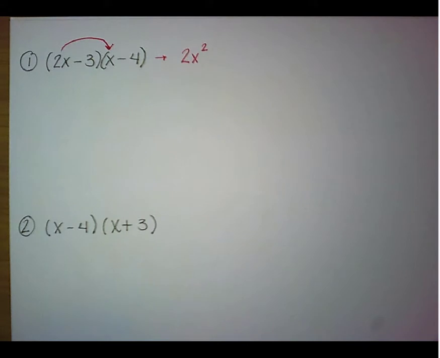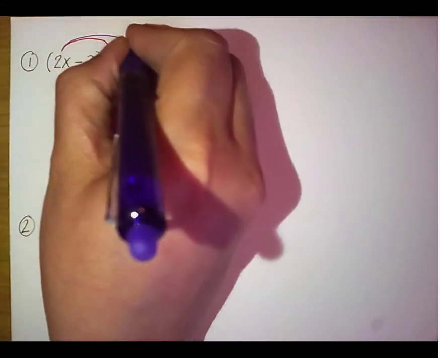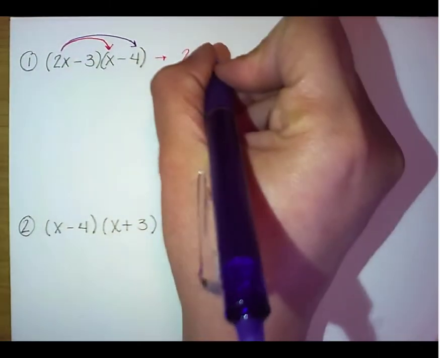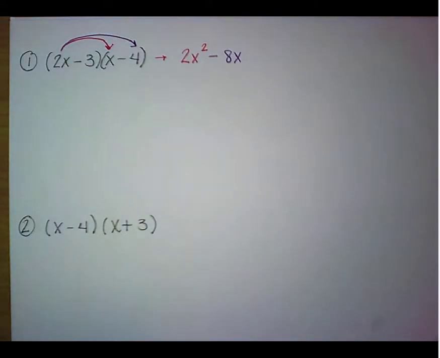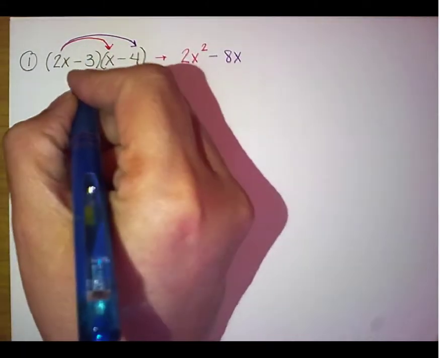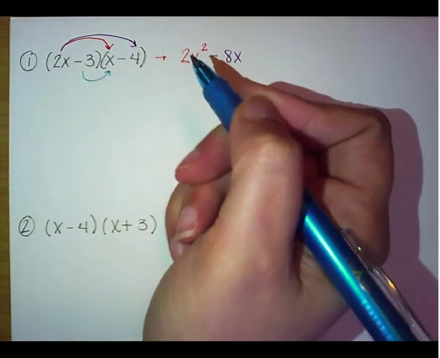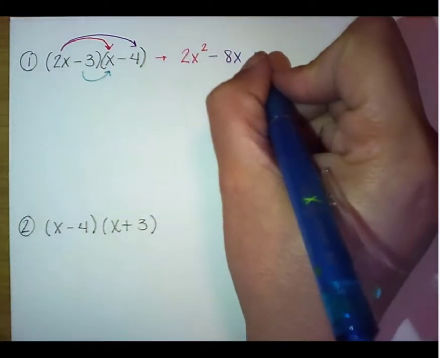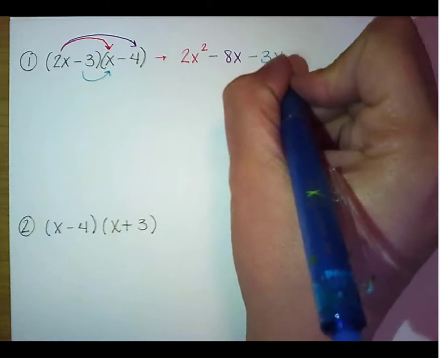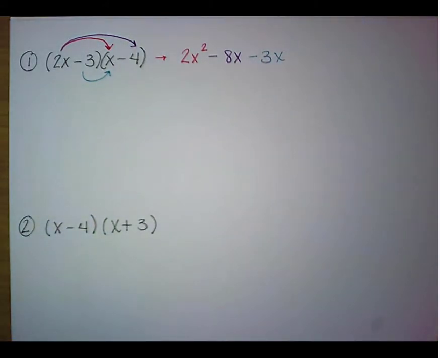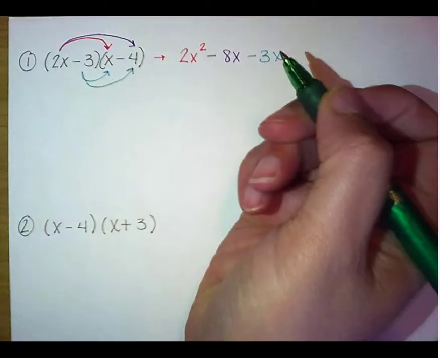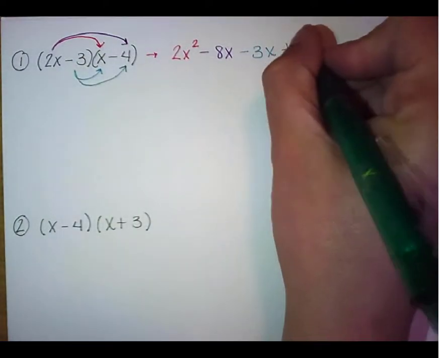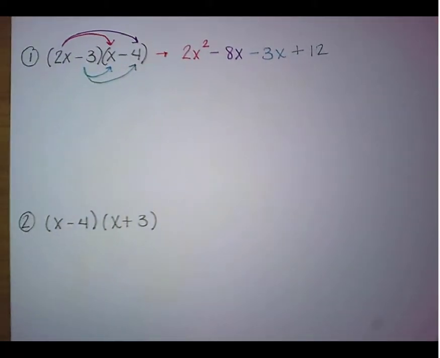So the next one we're going to do is our outside. That's going to be from 2x to negative 4. That's going to give us a negative 8x. Now we're going to go on the inside, so we're going to go to this negative 3. We're going to multiply it times the x. So negative 3 times x is going to give us negative 3x. And then we do our last. That's going to be negative 3 times negative 4. That is going to give us a positive 12. So we have actually done our multiplication.